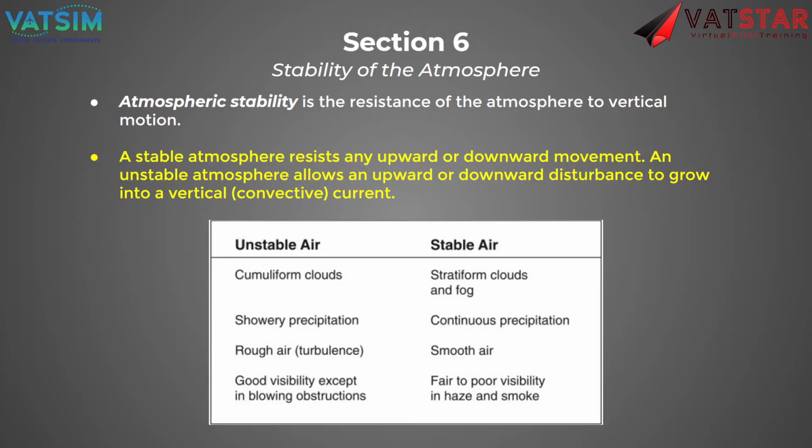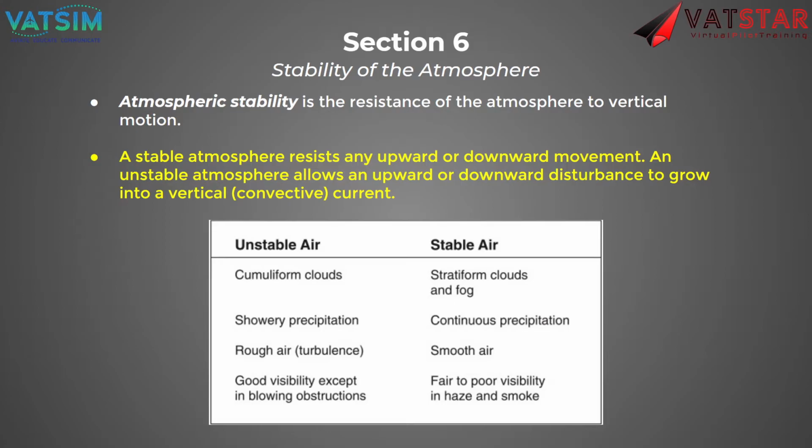Except in blowing obstructions. Like if you have a sandstorm blowing in, which is unstable, that obviously is going to reduce your visibility. But unstable air tends to give you good or even great visibility. Stable air, on the other hand, will typically give you those flat stratus clouds. A solid overcast layer would be an example of a day that's very stable.